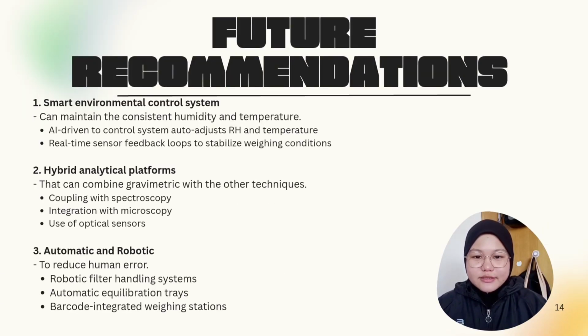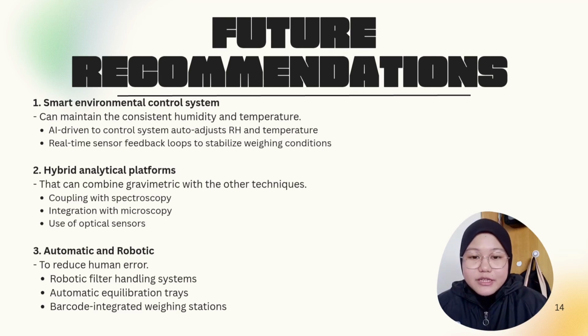Future recommendations. First, a smart environmental control system that can maintain consistent humidity and temperature. Future systems should integrate AI-driven feedback loops that adjust HVAC and dehumidification, buffer trace, and log environmental conditions continuously to ensure filter equilibration and weighing stability.